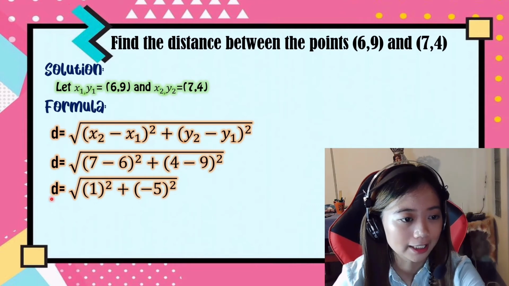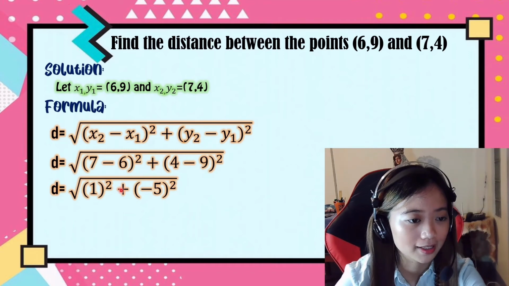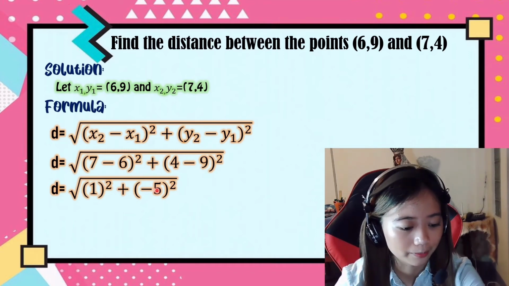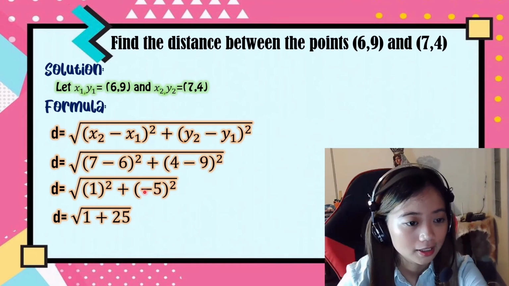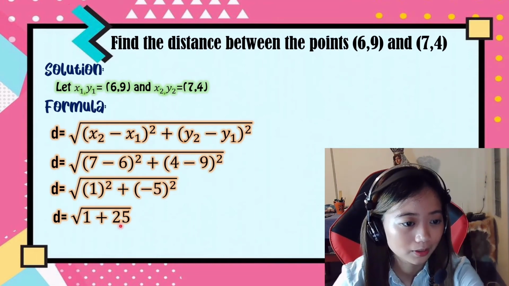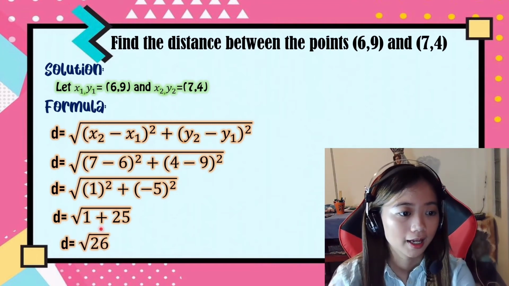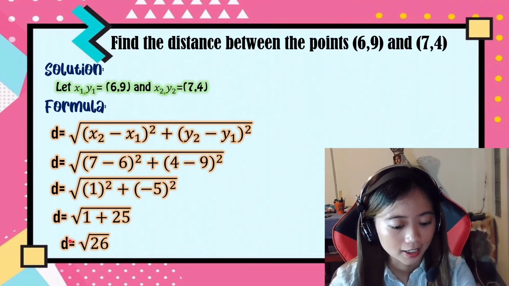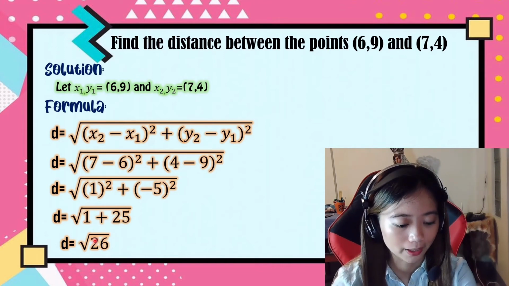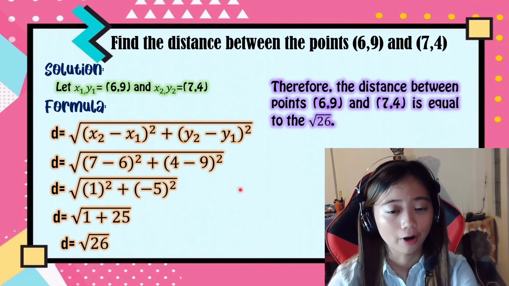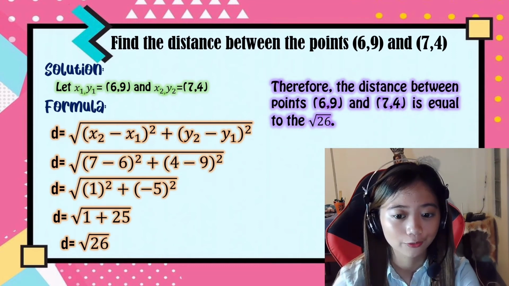And then bring down the d equals square root of the quantity of 1 squared plus negative 5 squared. And then bring down d equals square root of 1 squared plus negative 5 squared, which is 25. And then bring down again d equals square root of 1 plus 25, which is equal to the square root of 26. Therefore, the distance between points 6, 9 and 7, 4 is equal to the square root of 26.